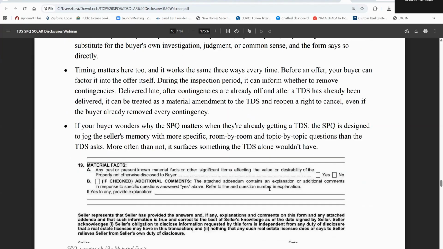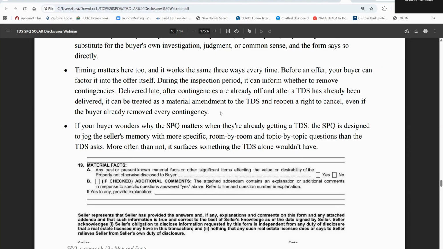Timing matters here too, and it works the same three ways every time. Before an offer, your buyer can factor it into the offer itself. During the inspection period, it can inform whether to remove contingencies. Or it can be delivered late, after contingencies are already off and after the TDS has already been delivered. It can be treated as a material fact amendment to the TDS and reopen a right to cancel, even if the buyer already removed every contingency.